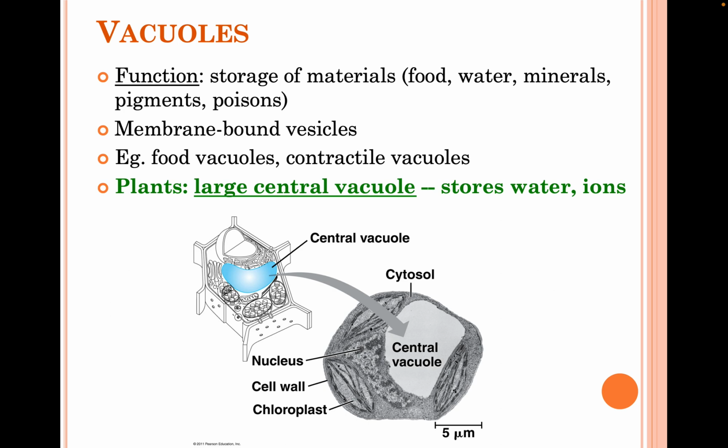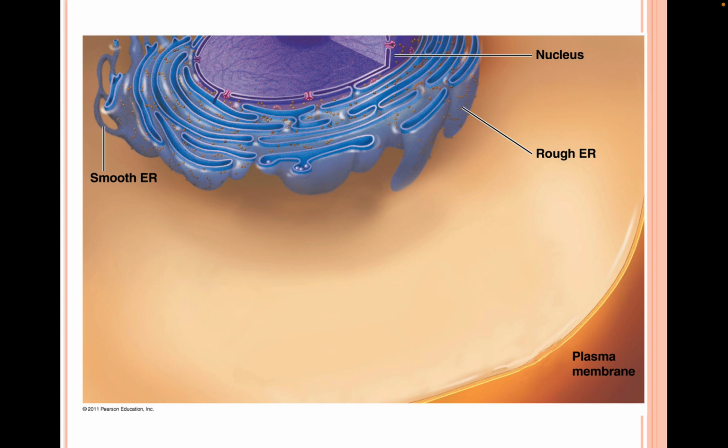The plant's large central vacuole is usually a good clue that you're looking at a plant cell. Usually more than half of the space, but not always, inside a plant cell is occupied by the central vacuole. Membrane-bound vesicles. Plants use these large central vacuoles to store water and ions. Ions are electrically charged particles, but they're typically things like salt or sugars, things that dissolve easily.